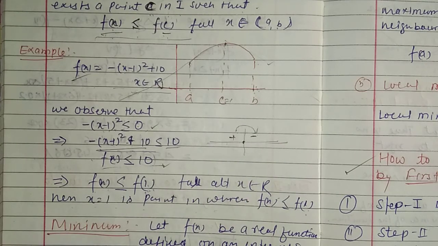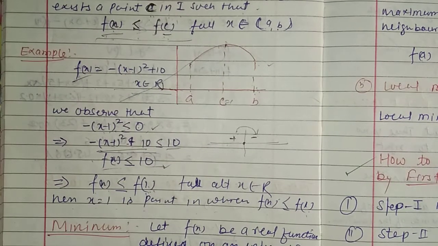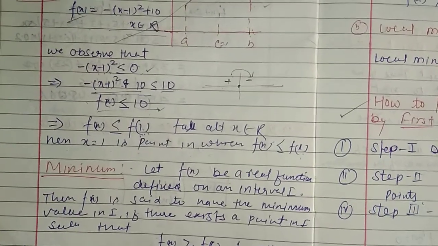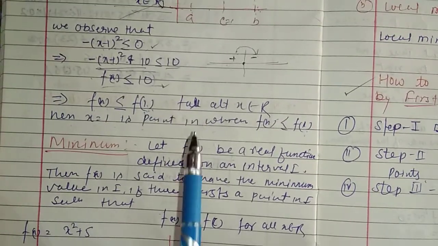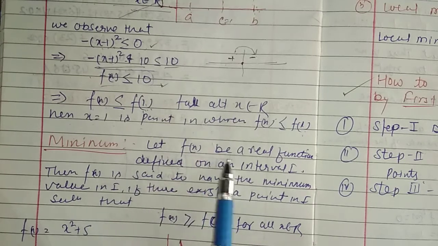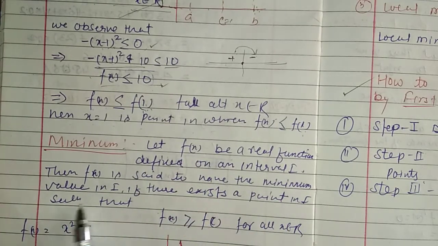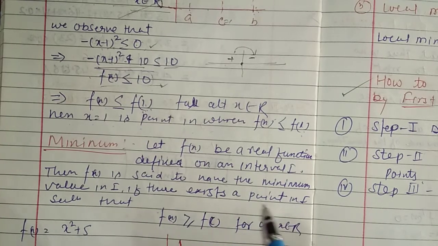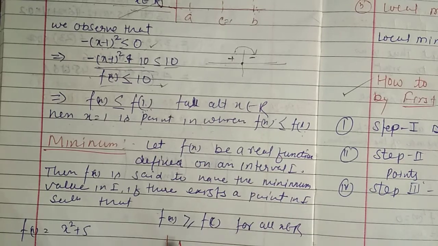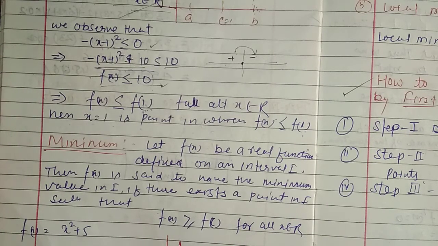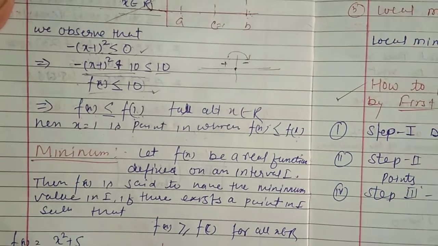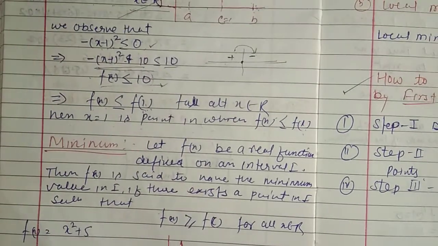Clear? Similarly we can define the minima. Let f(x) be a real valued function defined on interval I. f(x) is said to have a minimum value in I if there exists a point C in I such that f(x) ≥ f(c). In that case the value of the function is always greater than the value at that point. Clear? We can take an example to clear our concept.